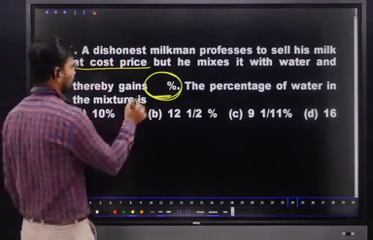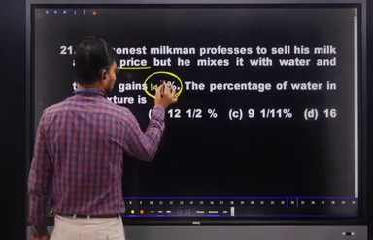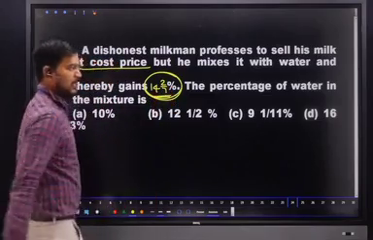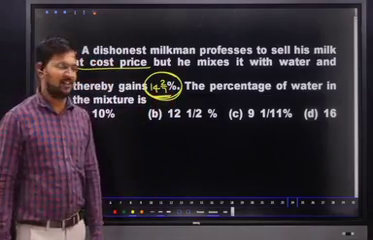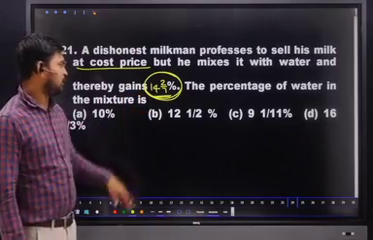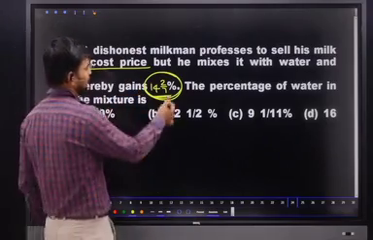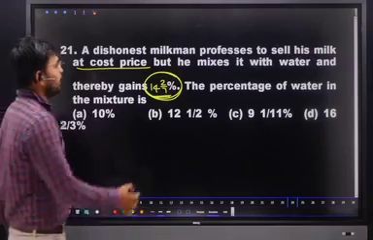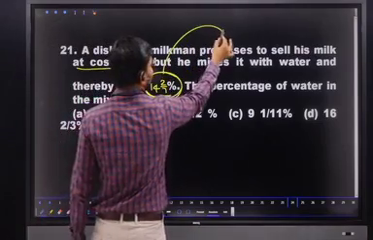The gain is 14 2/7 percent. Then only we will get the answer. So 14 2/7% profit. 14 2/7 is nothing but which fraction?